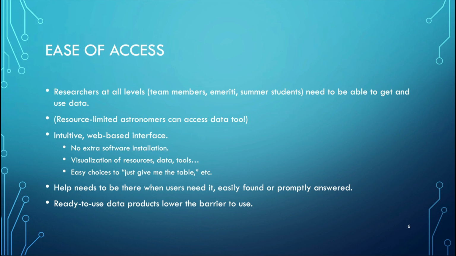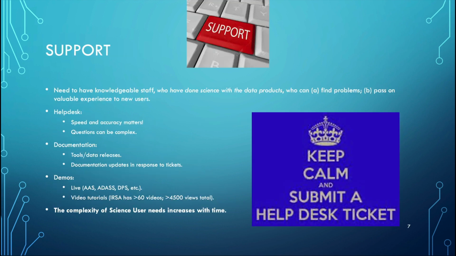And having those ready to use data products means that the barrier to using the data is lower than it has been really ever. We need to have all of that knowledgeable staff who've done science with the data products, who can help find problems and pass on the valuable experience to new users. Our help desk has to be really fast and really accurate because the questions that we get can be really, really complex. We need to have really good documentation. We need to have really regularly updated tools and updated data releases. We need to update our documentation frequently in response to the questions that we're getting.